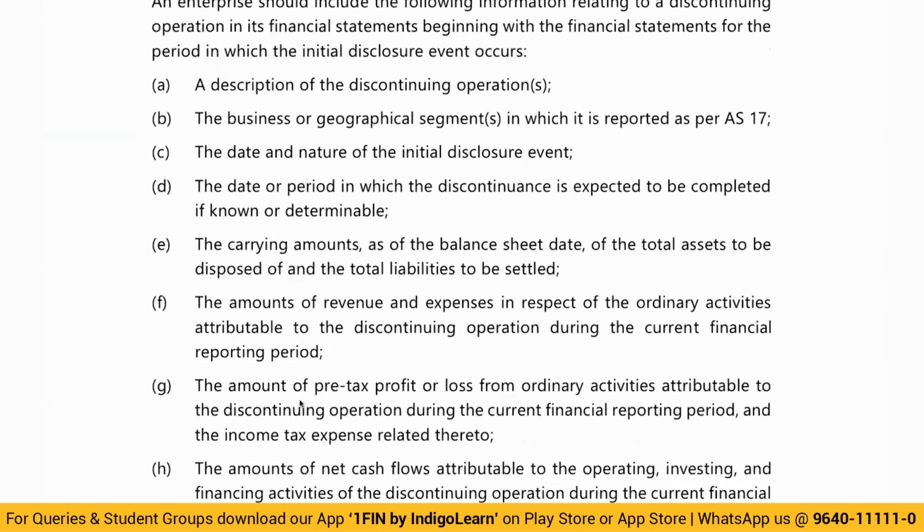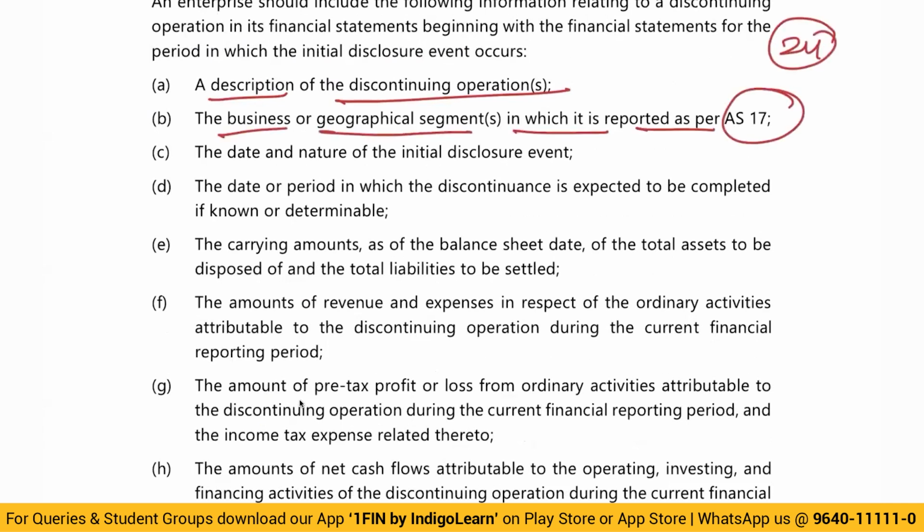Now, what should be disclosed? A description of the discontinuing operation. Which operation are we discontinuing? That has to be disclosed. Then the business or geographical segment in which it is reported as per AS17. So when we are reporting under AS24, we have to consider the AS17 requirement as well. So first, description. Describe the nature of the discontinuing operation. Then business or geographical segment in which it is reported.